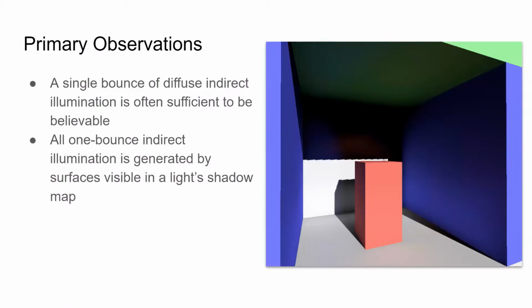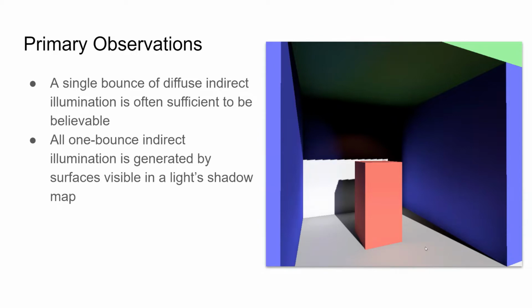So a couple of basic observations motivate the design of reflective shadow maps. First, we can see that in many cases, one bounce of diffuse indirect illumination is enough to be believable. We can also see that all one bounce indirect illumination is generated by surfaces that are visible in a light shadow map.